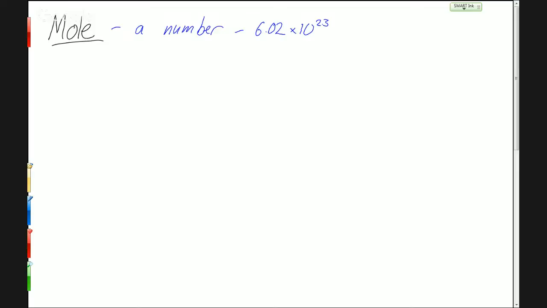But let's try it. So that is 602 and then all the zeros, that number. I think that's right. Let's count it out and see. 1, 2, 3, 4, 5, 6, 7, 8, 9, 10, 11, 12, 13, 14, 15, 16, 17, 18, 19, 20, 21, 22, 23. I think that's right. So, yeah, big number, right?